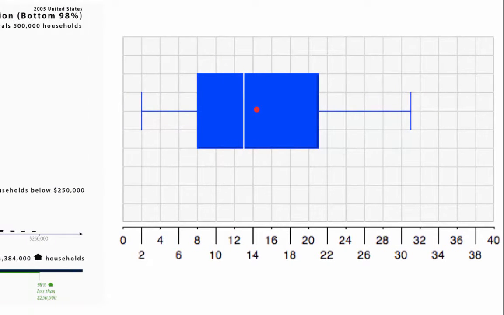So let's take a look at our box and whisker plot. Well, we don't really have numbers. Well, we actually have numbers, we can see down at the bottom. But again, looking at the mean relative to the median, we see that the mean is to the right of the median, so this is positively skewed.